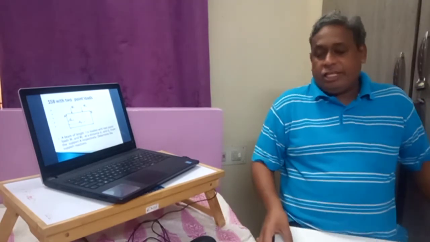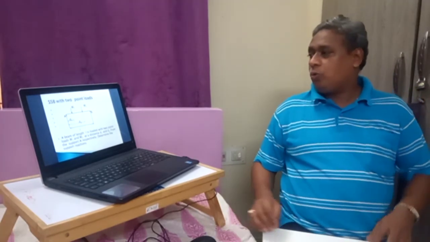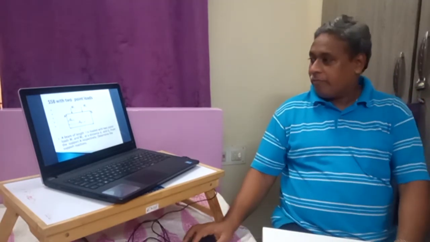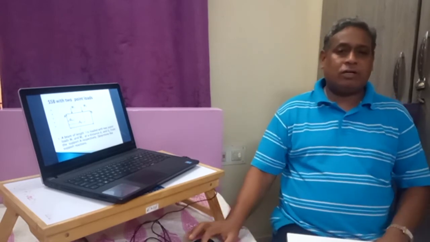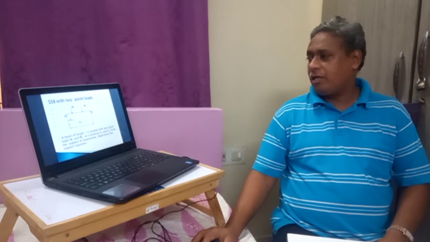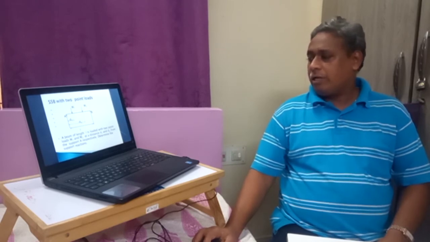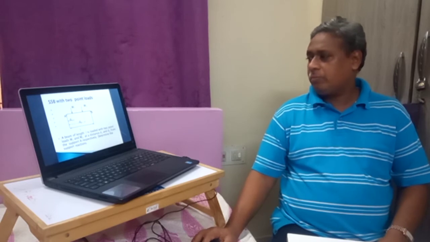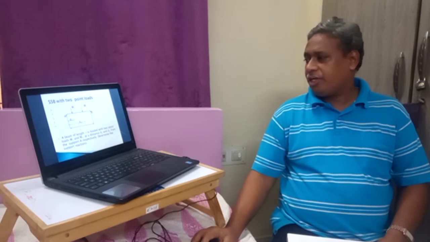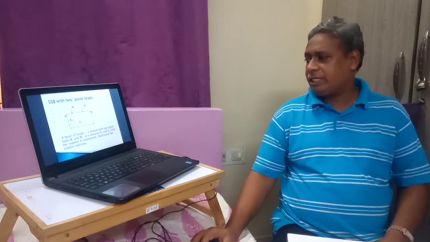Here we see the problem with 2 point loads. That is, when 2 point loads are applied, what is the effect? What are the reactions at RA and RB? So let us see. A beam of length L is loaded with 2 point loads W1 and W2 at distances D1 and D2 from the support A respectively. That is, W1 is at D1, W2 is at distance D2. We want to find the reactions.